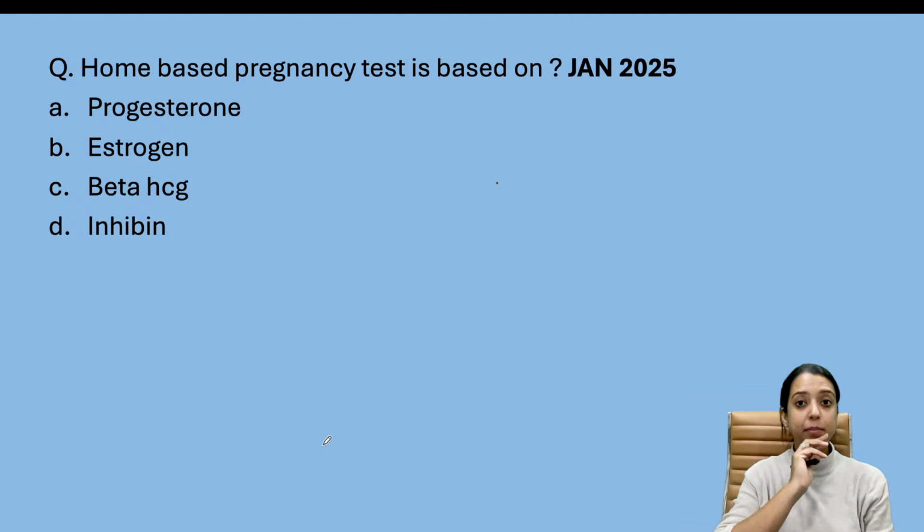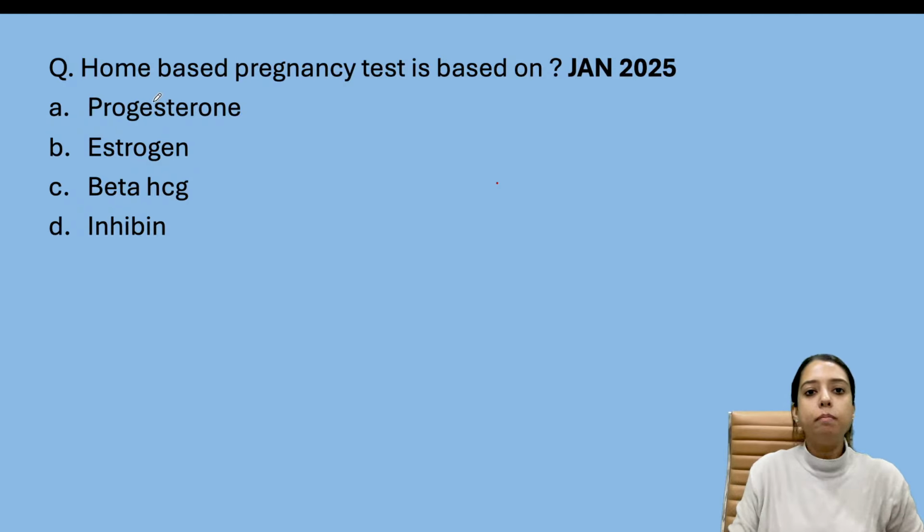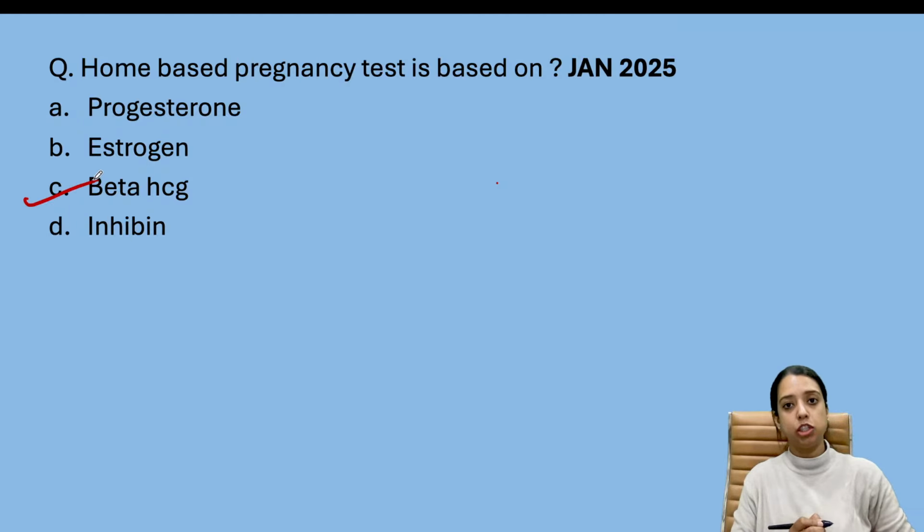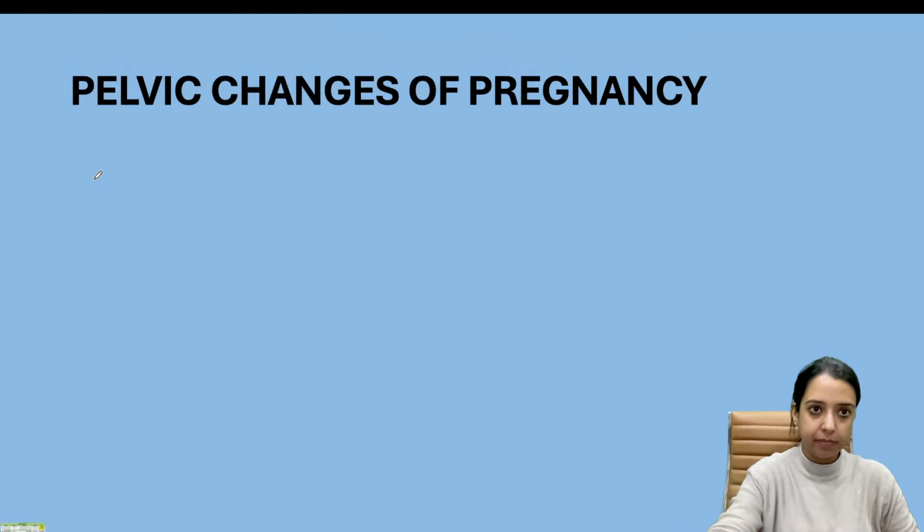I'm not repeating anything because we don't have time. We have to finish a lot. The home-based pregnancy test kit is based on which hormone? Correct, it is based on the beta HCG hormone. We check for beta HCG.